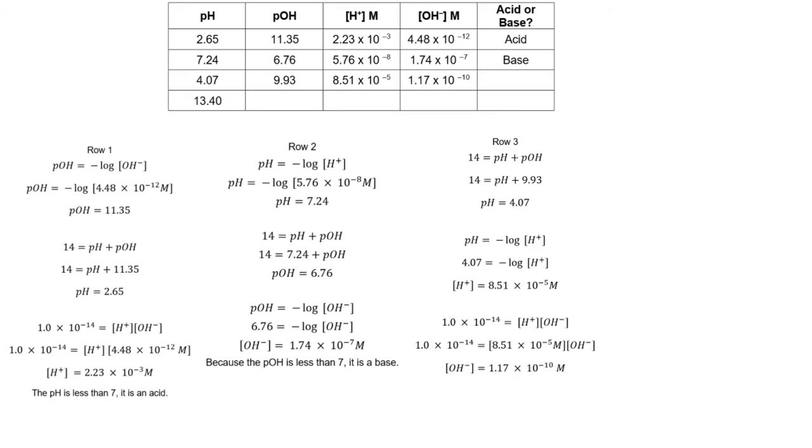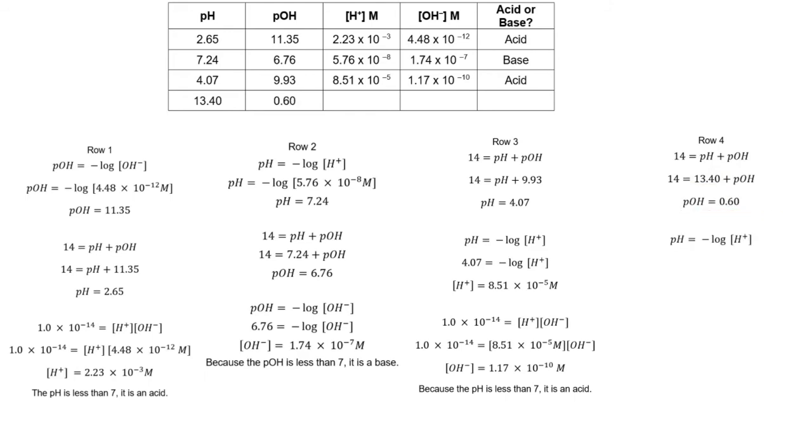Now to determine if it's an acid or a base, I'll switch back. Let's look at the pH. Now because the pH is less than 7, this is an acid. On to my final row. Now I am starting with pH. So let's calculate pOH. Here is my equation. Plugging in my value for pH, I get a pOH of 0.6.